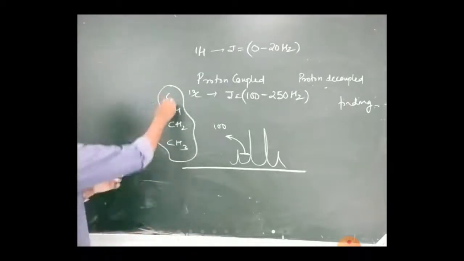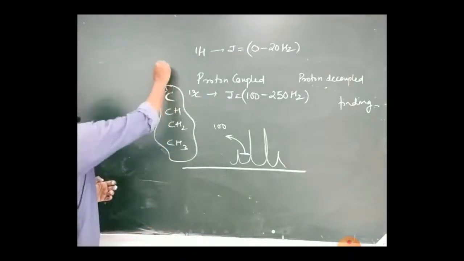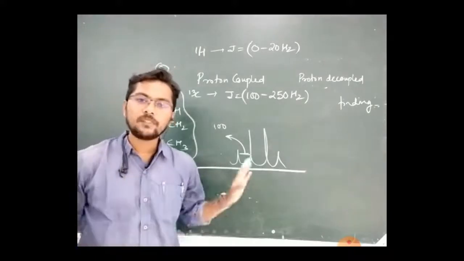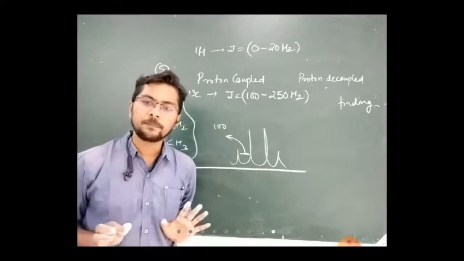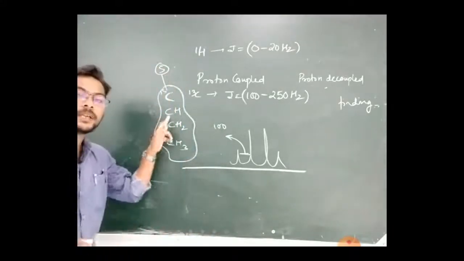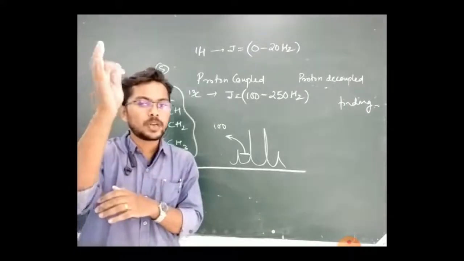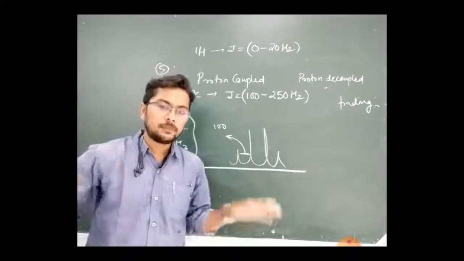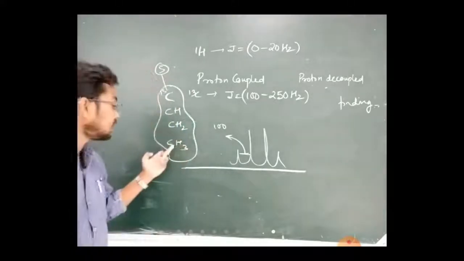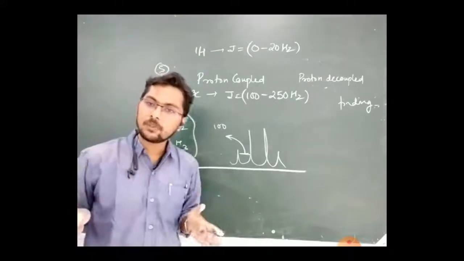will be, suppose this carbon is coming as singlet, then we know that this carbon atom does not have any hydrogen. This is a quaternary carbon atom. And if this carbon is coming as doublet, then we know that it has 1 hydrogen, and in this case it will be triplet, in this case it will be quartet. This is a very important information which you get.